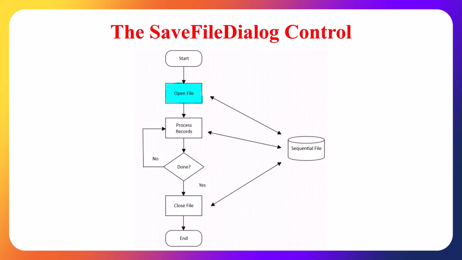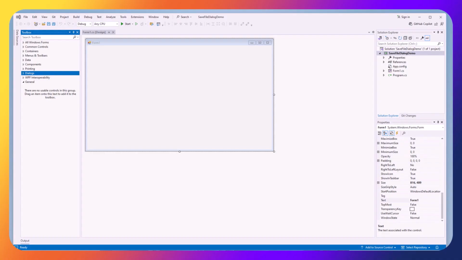This is a typical flowchart of an operation using a file on a disk. You open the file, you close the file, and somewhere in between you process the records. The open file, which can be a standard open, can be replaced by the Save File Dialog Control, and that's how you get the name of the file. Once that's gotten, everything is normal after that, where you process the records and you close the file. Let's see how all this looks.